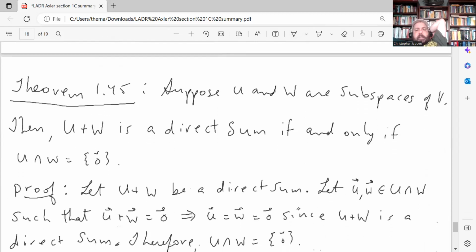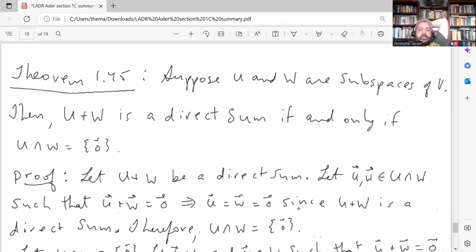Theorem 1.45. Suppose U and W are subspaces of V, then U plus W is a direct sum if and only if U intersect W is the zero vector, the set containing the zero vector. So like I said, this is sort of showing in a way that direct sums are as close as you can get to disjoint sets, but you can't ever get rid of the zero vector because then it won't be a subspace anymore. All subspaces have to contain the zero vector, so when you take the intersection of any of them, at least the zero vector will be in the intersection.